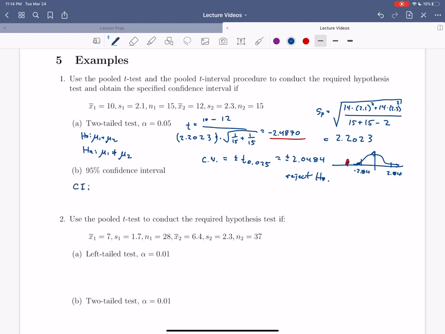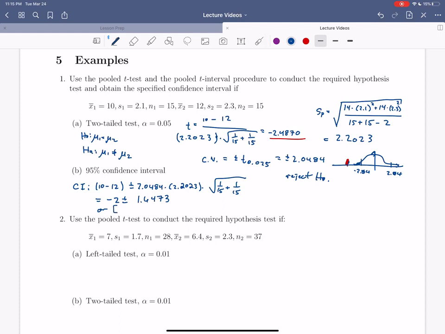So our confidence interval is going to be 10 minus 12 plus or minus, so x1 bar minus x2 bar, plus or minus our critical value, which is 2.0484, times the pooled standard deviation, 2.2023, times the square root of 1 over n1 plus 1 over n2. Okay, and so this turns out to be negative 2 plus or minus 1.6473.